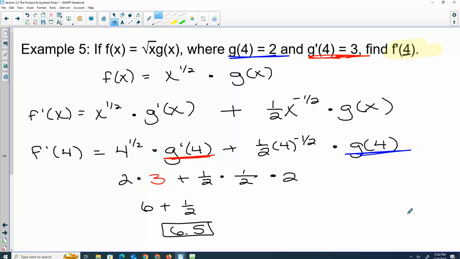Because 4 to the negative 1/2 is 1 over 4 to the 1/2, that's the 1/2 that's multiplying in the half x to the negative 1/2. What this means is 1/2 times 1 over 4 to the 1/2.